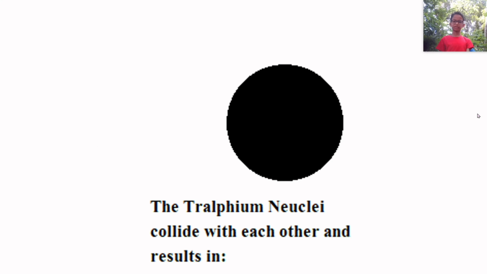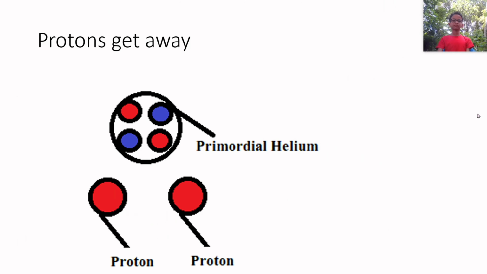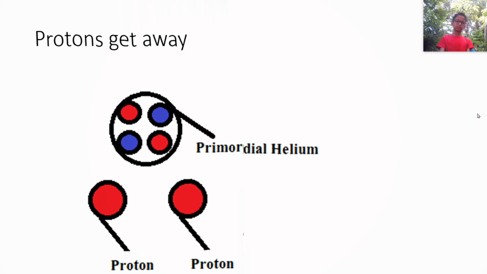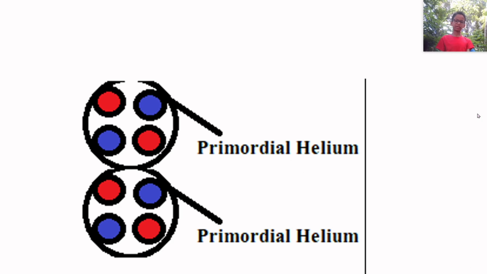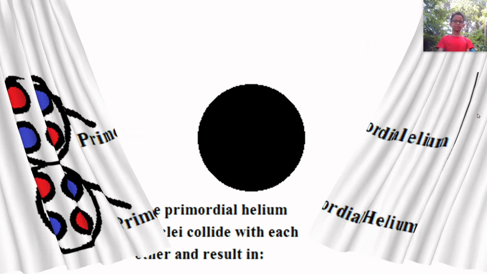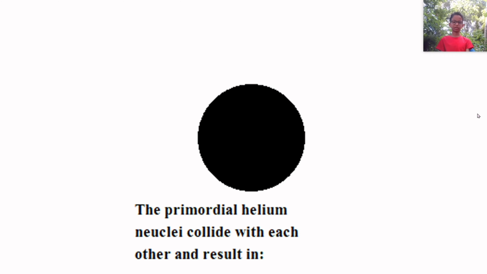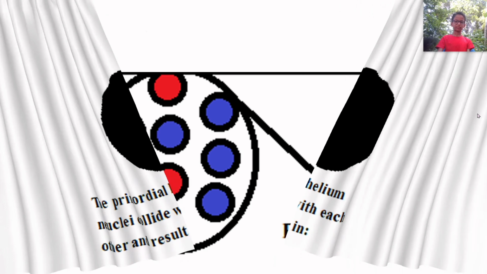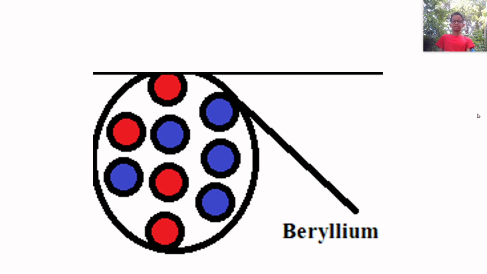The tritium nuclei collide with each other and result in a nucleus of primordial helium and two protons. The protons get away, and the primordial helium nuclei collide with each other and result in a nucleus of beryllium.